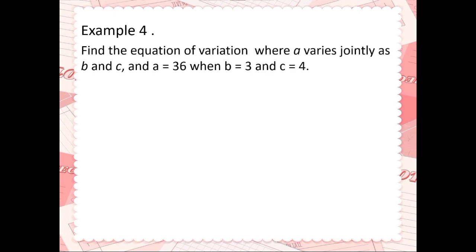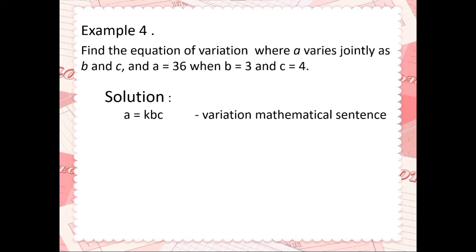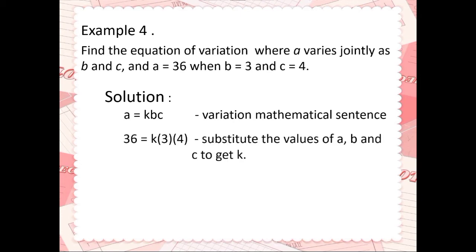Example number 4. Find the equation of variation where A varies jointly as B and C, and A is equal to 36 when B is equal to 3 and C is equal to 4. For the solution, let us get the variation mathematical sentence of this statement. So we have A is equal to kBC. Next, to get the value of k, we need to substitute the values of A, B, and C.